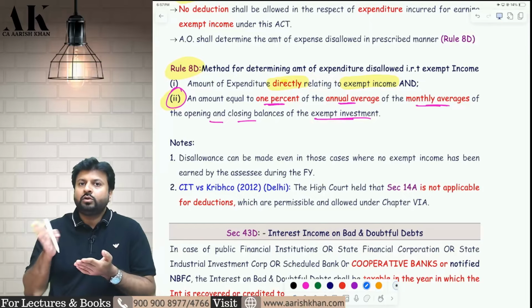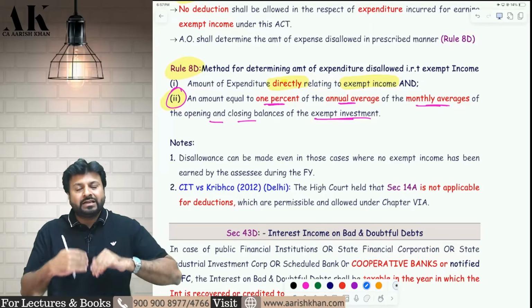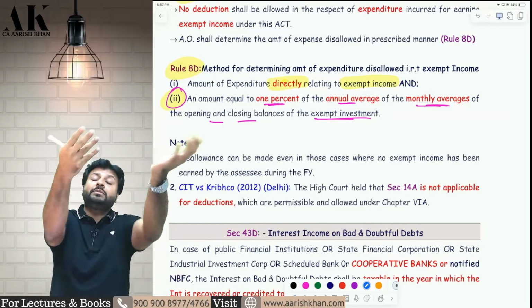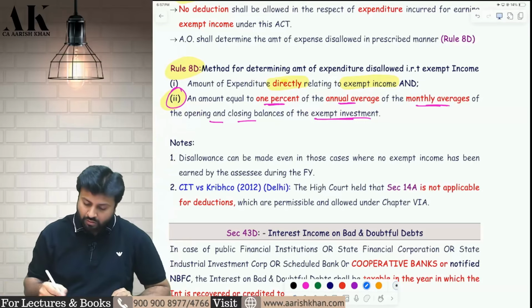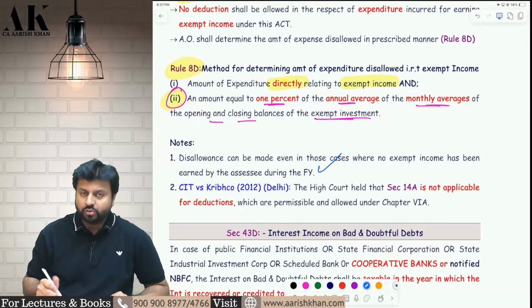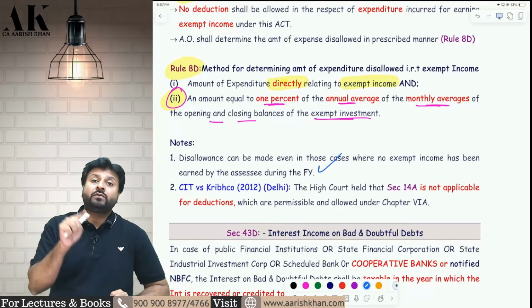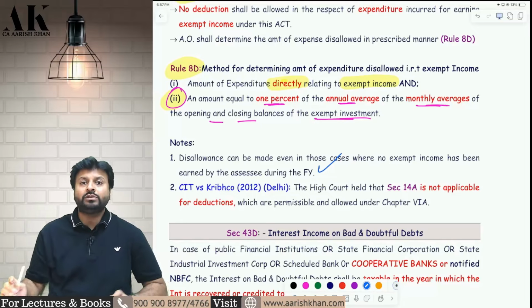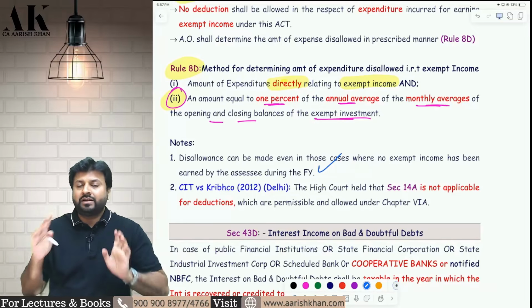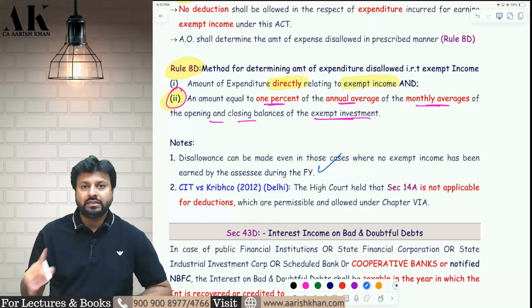First, I have taken a loan in the current year, but I have not earned exempt income in the current year. I will earn exempt income in the next year. Will the expenditure be still disallowed? The answer is yes. There is no need to earn exempt income in the current year. Even if the exempt income is earned in the subsequent year, to the extent you know that this loan is for exempt income, that expenditure will be disallowed irrespective of whether the income is earned in the current year or not. It doesn't matter. Okay. This is the first thing.